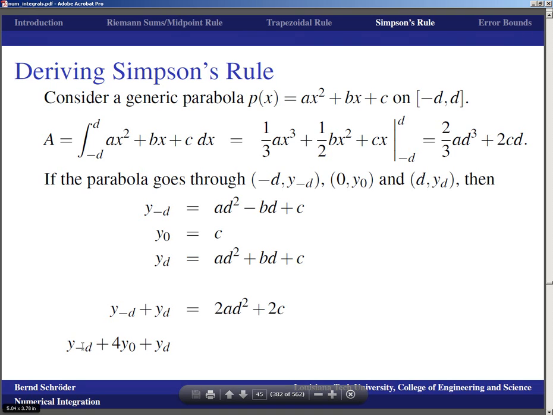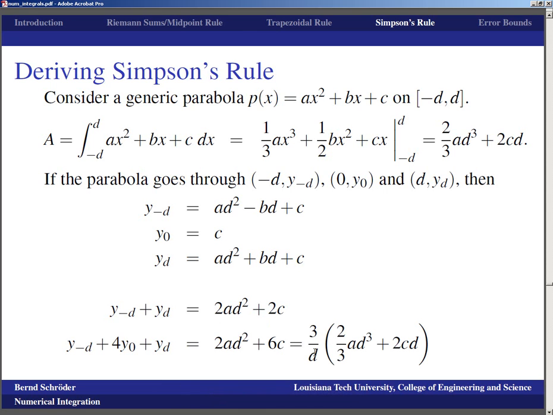So if I now take y negative d plus 4y0 plus yd, I end up with 2ad squared plus 6c, right? Because that's the 6c. And if I take this thing and multiply it by d and divide by 3, and I can do that if I also multiply by 3 over d. Okay, so this is multiplied with 3 over d times d over 3. If I multiply this one with d over 3, I get the 2/3 ad cubed. And if I multiply this one with d over 3, I get 2cd. I end up with this being the area, right? So this is d over 3 times the area under the curve.